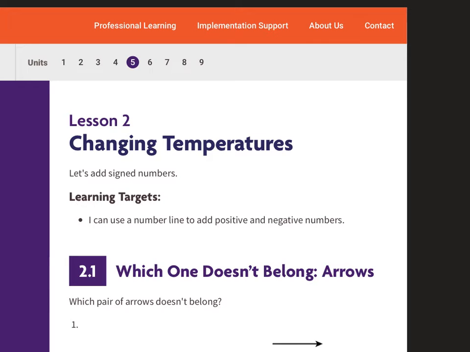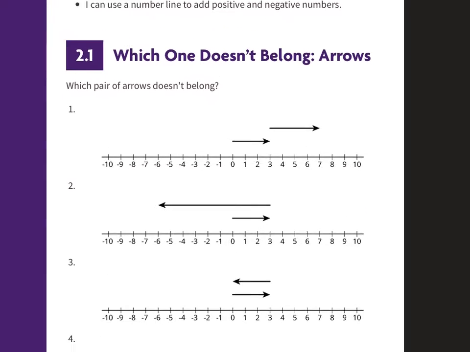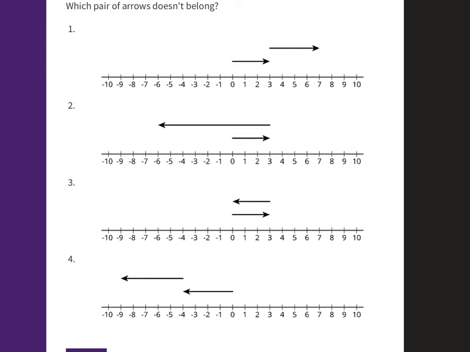Alright guys, lesson 2, changing temperatures. We're on page 15 in our book. The I can statement says, I can use a number line to add positive and negative numbers. So on 2.1, which pair of arrows doesn't belong?